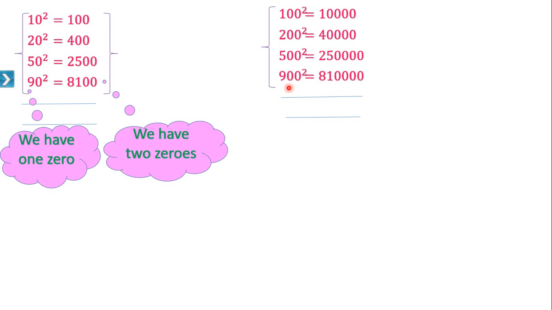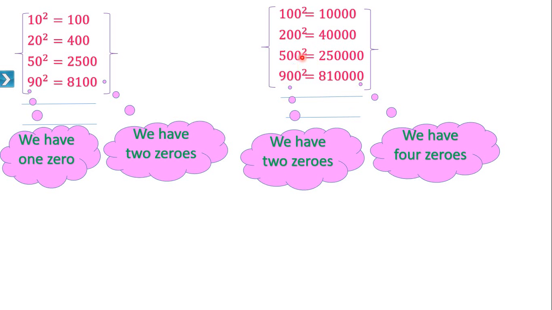On the left hand side we have 2 zeros, and on the right hand side we have 4 zeros. So the square of a number which has 2 zeros at the end will end with 4 zeros. If we have 1 zero, then its square ends with 2 zeros. If we have 2 zeros, then its square ends with 4 zeros. If we have 3 zeros, then its square ends with 6 zeros. If we have 4 zeros, then its square ends with 8 zeros.